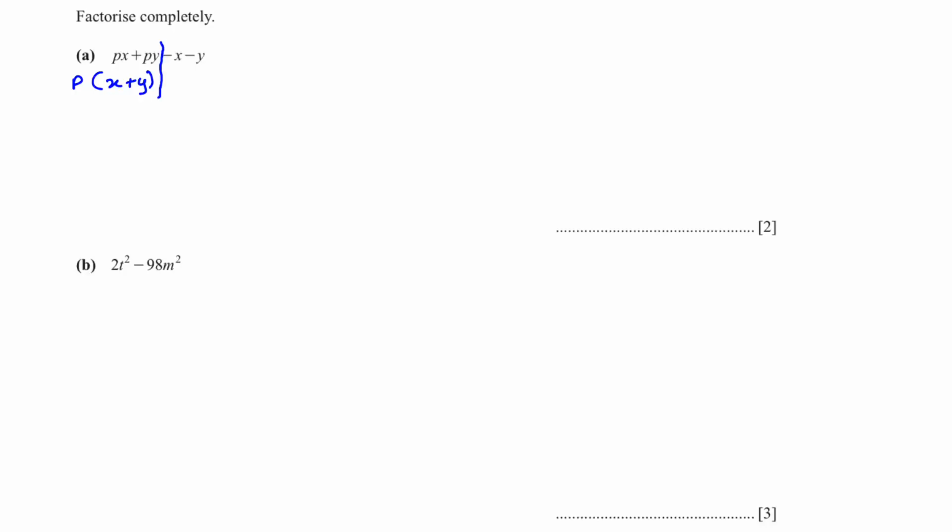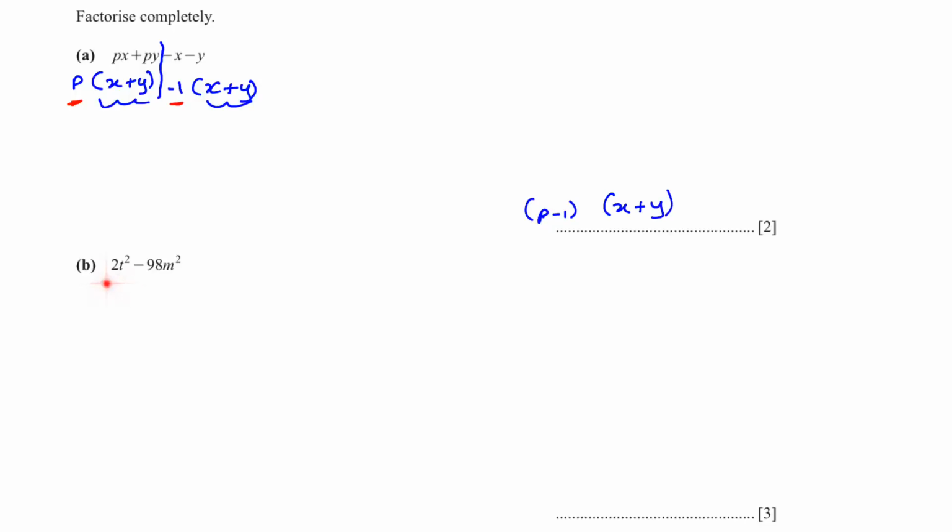Whenever you are making brackets and factorizing, you must know that in the second part also you must have the same sign and the same variables or numbers as in the first bracket. So we have x plus y here, and you must have x plus y here. So what will be out? Minus 1. And the answer will be p minus 1 as one bracket, and x plus y and x plus y, the two brackets, we write as one bracket.